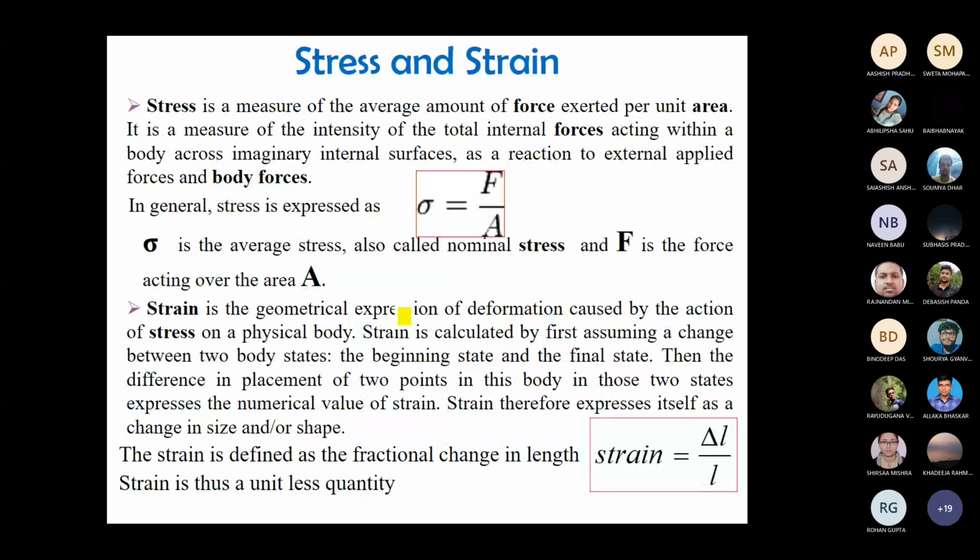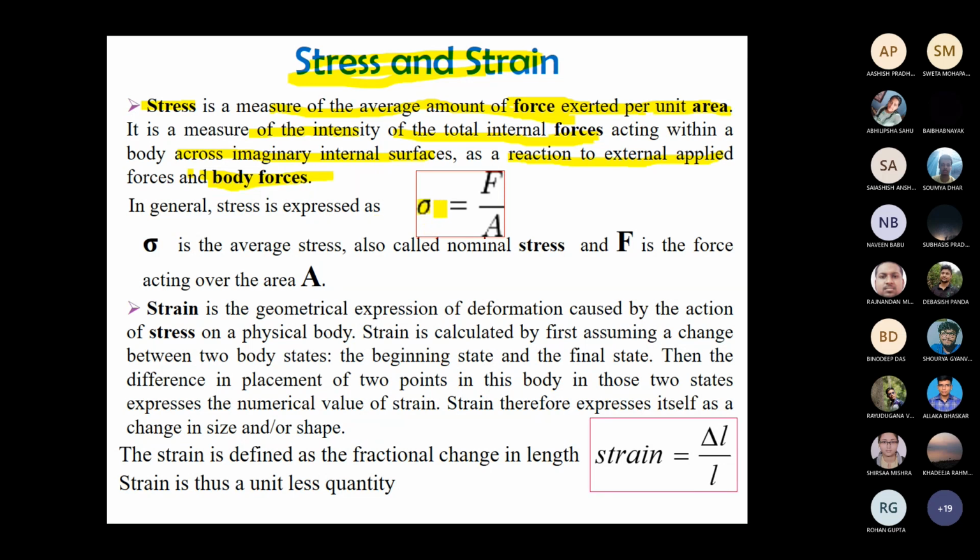First we need to know what stress and strain are. Stress is force per unit area. Here you can see Young's modulus; you have already gone through all this at plus 2 level. Stress is a measure of the average amount of force exerted per unit area. It is a measure of the intensity of the total internal forces acting within the body across an imaginary internal surface, as the reaction to external applied forces and body forces.